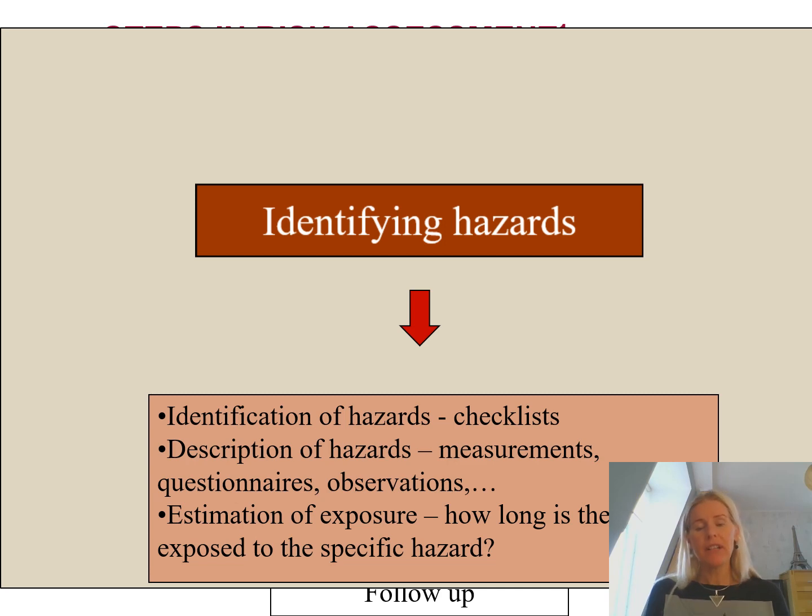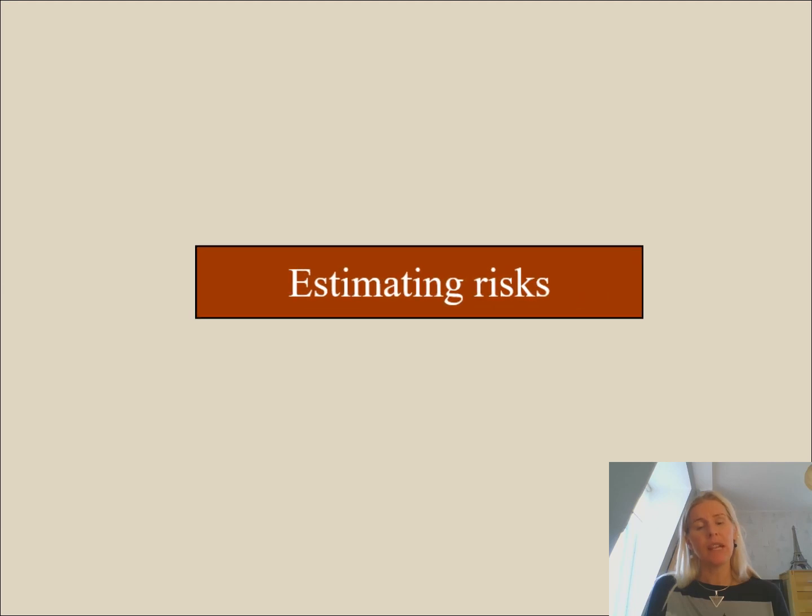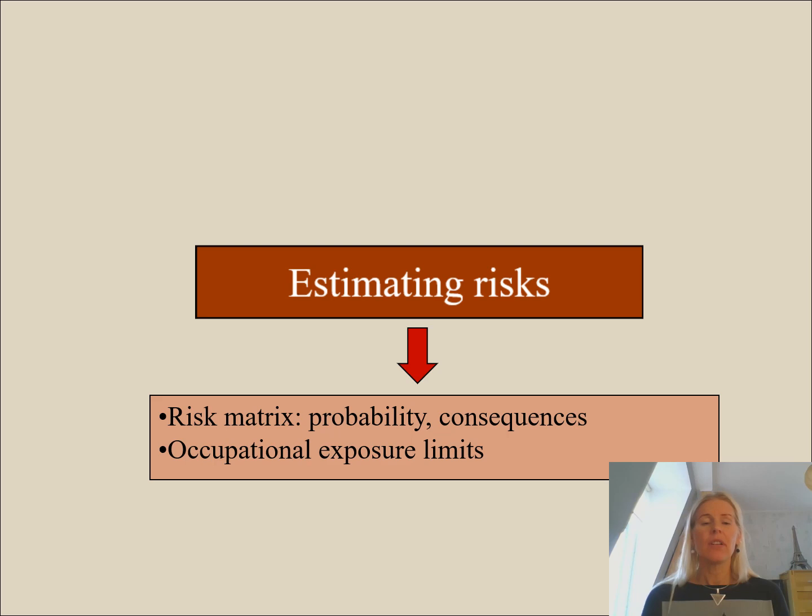Once you have identified the hazards, you need to start estimating the risks from those hazards. And for that, the easiest way, you can use the risk matrix. We discussed risk matrix in our previous lecture. Risk matrix plots probability and consequences and finds through this risk levels. And as those are numerical results, the risk matrix is called as a semi-quantitative way of assessment.